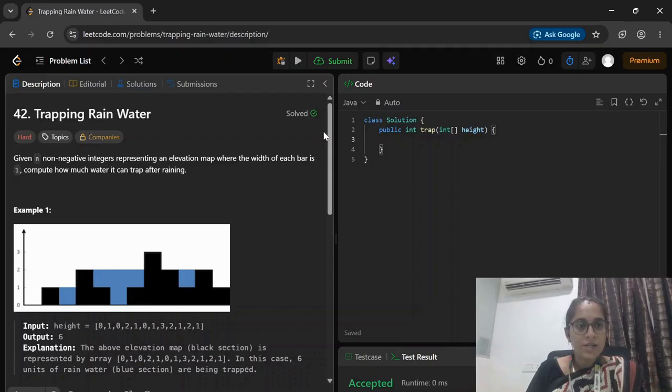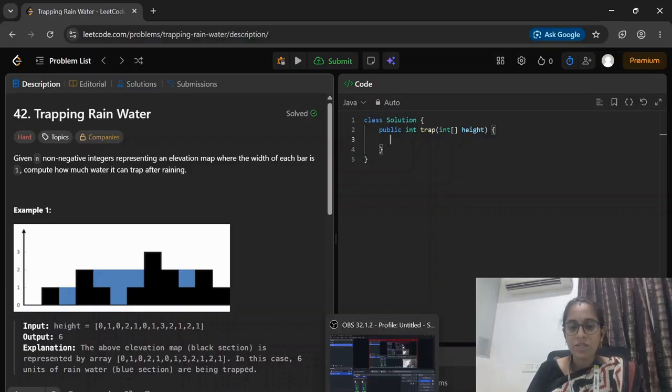The given question is: given n non-negative integers representing an elevation map where the width of each bar is 1, compute how much water it can trap after raining. They have given the heights of the buildings, so we just need to calculate how much water may be trapped through this given elevation map. So we are going to see it here.